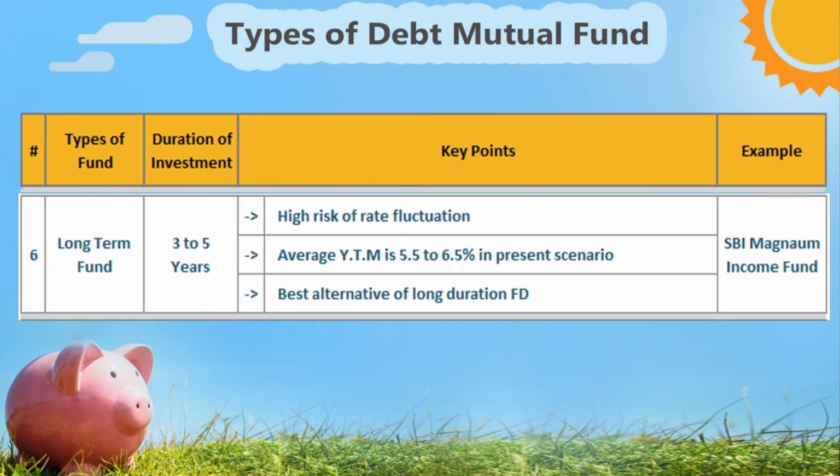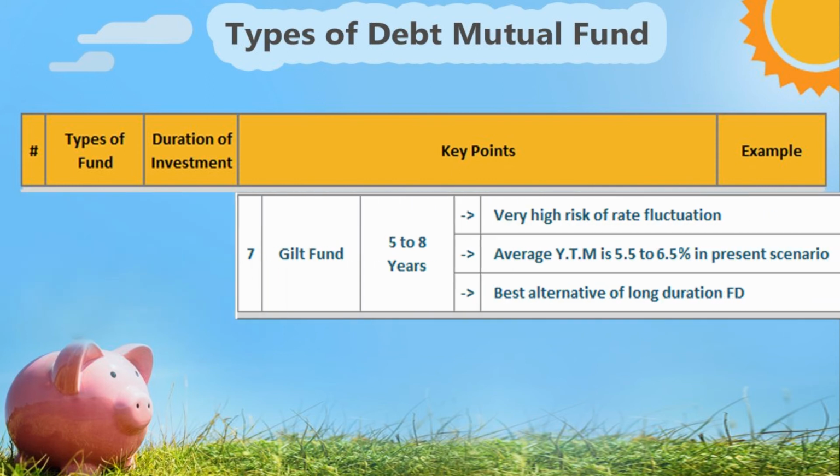Next are long duration funds. These funds have a modified duration of 3 to 5 years and have a higher risk of interest rate fluctuations. These funds gave out 5.5 to 6.5% return in their last year. These are the best option against 3 to 5 years of deposit. One example of a long duration fund is SBI Magnum Income Fund.